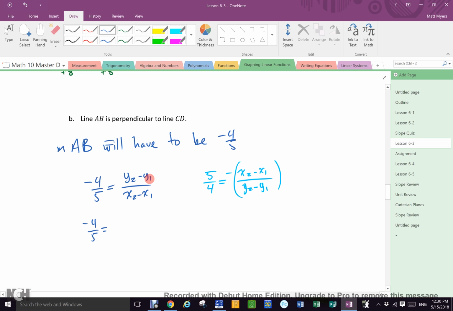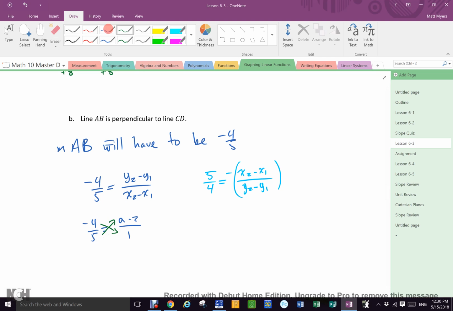What goes in? What goes in here? This is the C and D side. I've already got AB. What goes here? A minus 2 over 1 again, correct? Everyone agree? What do I do every single time I have fraction equals fraction?